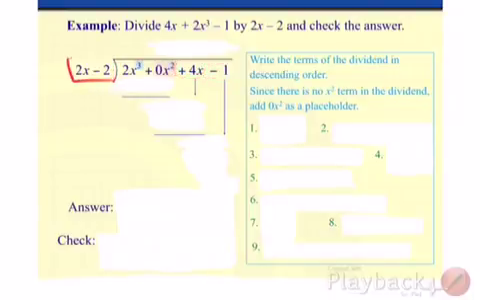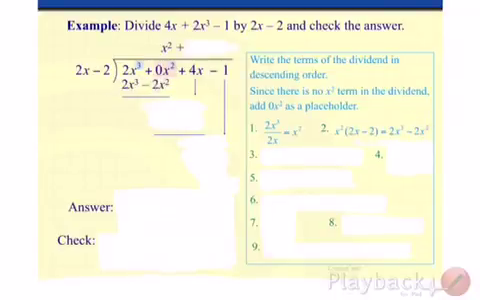I'm trying to divide it by 2x minus 2. That's my divisor, and then I'm going to work that out. So I'm following the same steps: divide, multiply, subtract, bring down. So the first step is to divide 2x into 2x cubed. So 2x goes into 2x cubed x squared times, so I'm going to put that up the top. And then I have to multiply. So I'm going to multiply my x squared by my 2x minus 2, and I end up with 2x cubed minus 2x squared. So that's where that goes there.